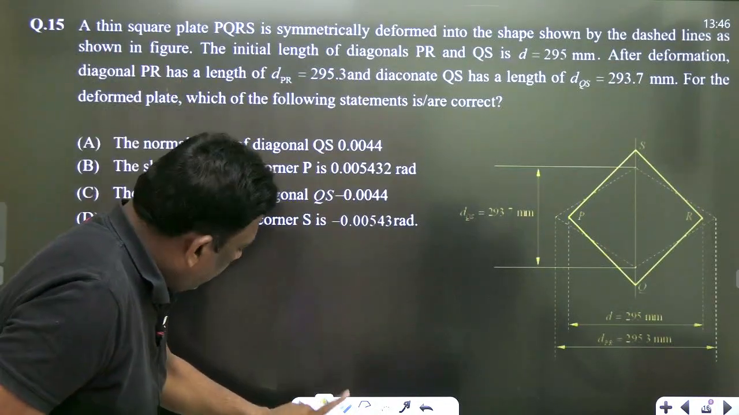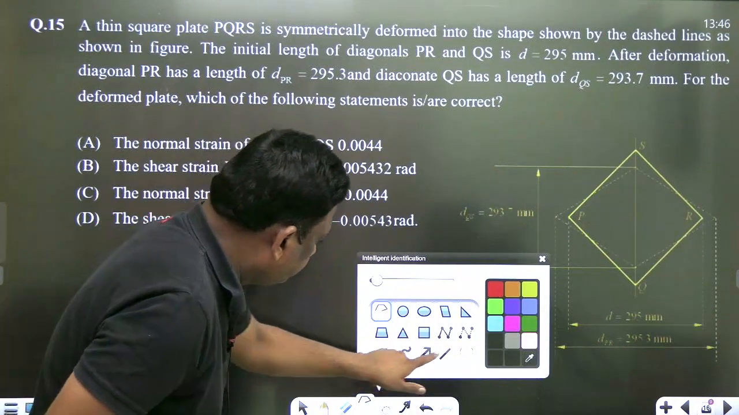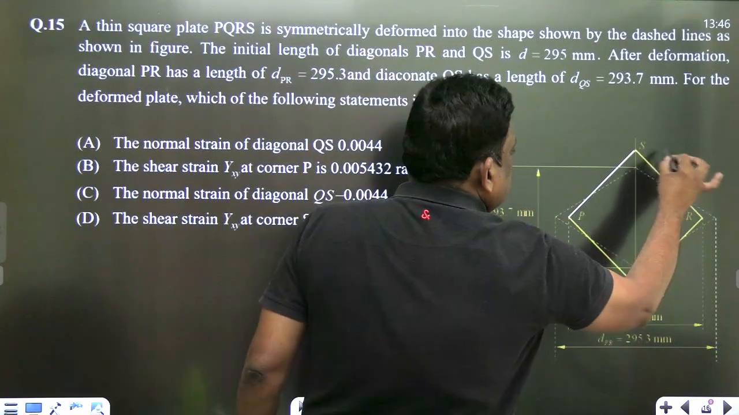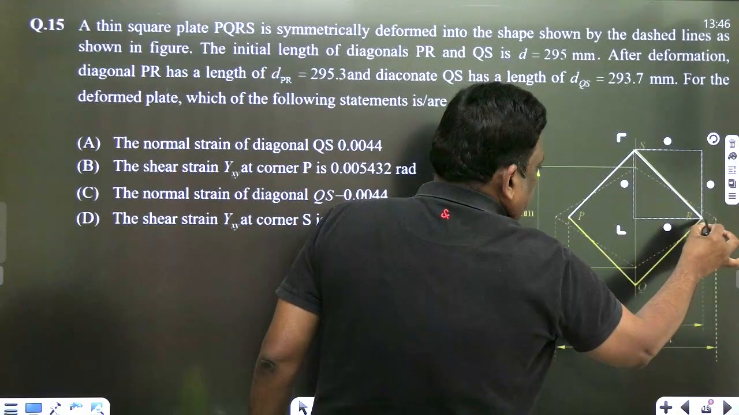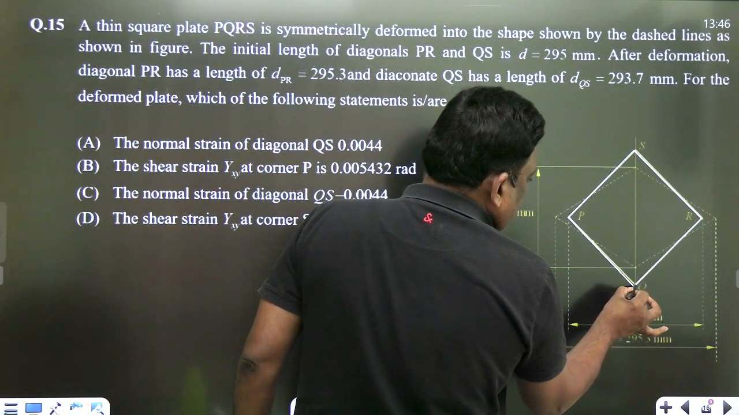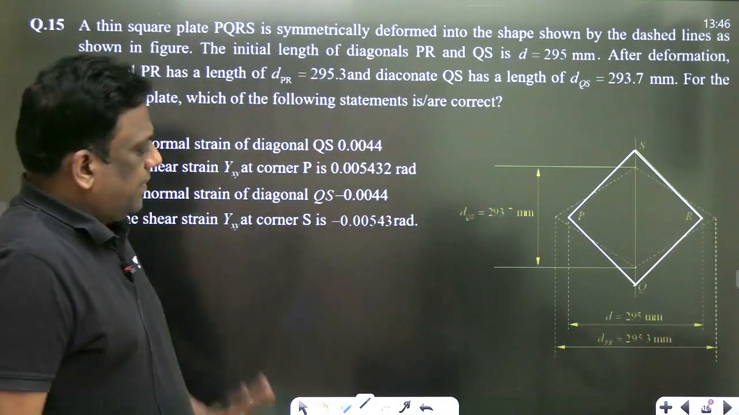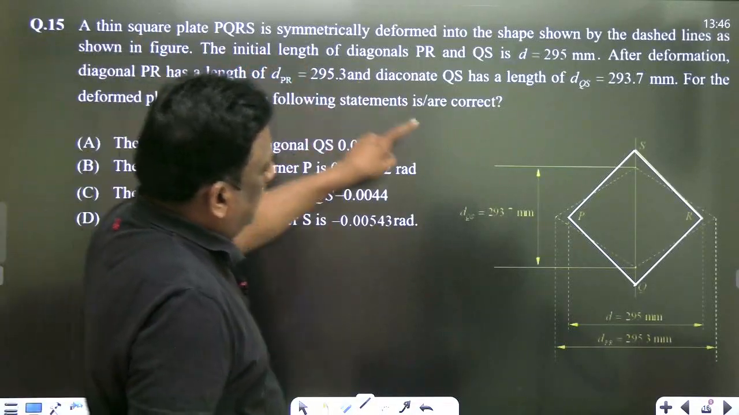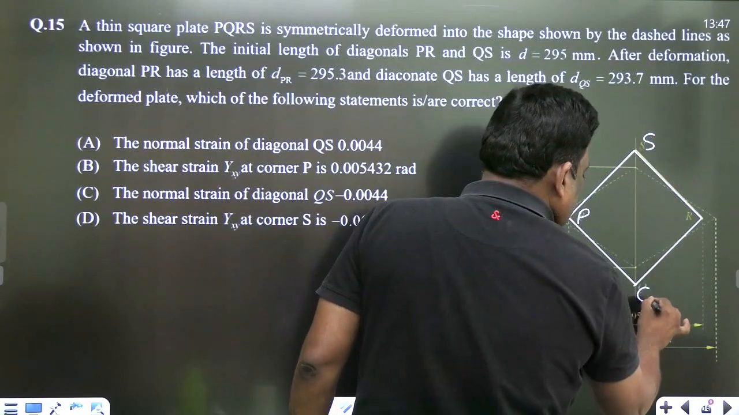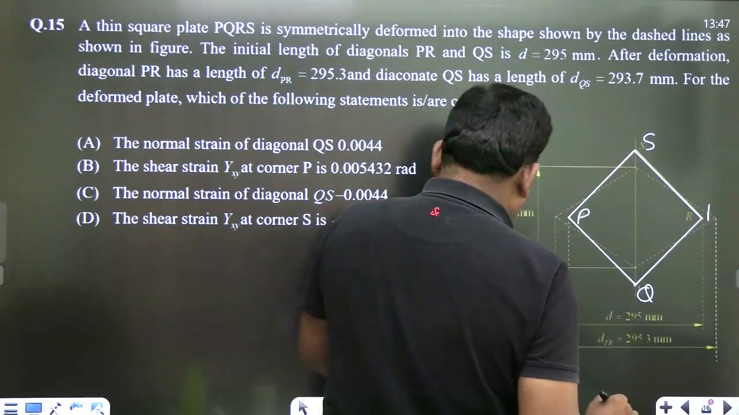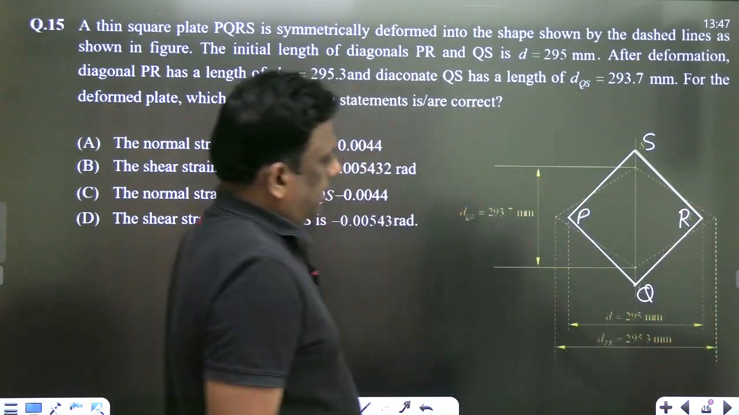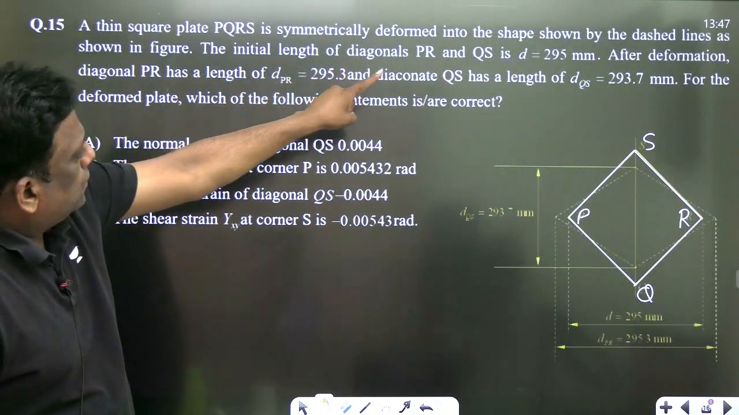A thin square plate, आराम से सर, आराम से, कोई टेंशन मत लेना. Okay, this is a square plate. Square means all sides equal. Chalo. This is the plate. Okay, this is a thin square plate and what is happening? A thin square plate PQRS, देखो, this is P, this is S, this is Q, and this is R, okay? PQRS. Is symmetrically deformed into shape shown by dashed lines.